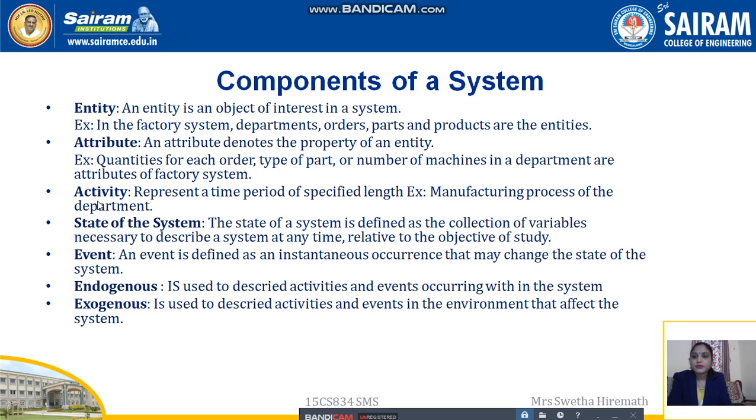The next component is activity. An activity represents a time period of specified length, for example the manufacturing process of a department. Activity means, for a time period, what actions are taking place within the system. For example, in the college system, if a system simulation class is going on from 9 o'clock to 12 o'clock, then what is going on between 9 and 12, which class is going on, is nothing but the activity.